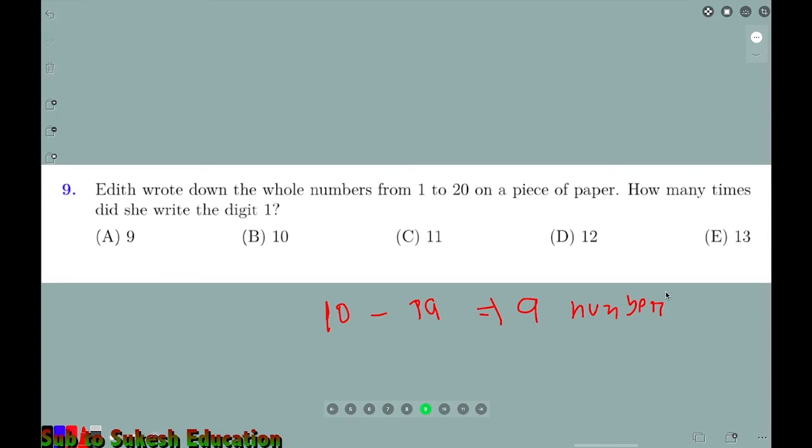So it's 10, 11, 12, 13, 14, 15, 16, 17, 18, 19. Oh, sorry, it's 10 numbers. So there are 10 numbers between 10 and 19. And then we have the 1, starting from the 1, right? So that's 11. So there's totally 11. So the answer is C.